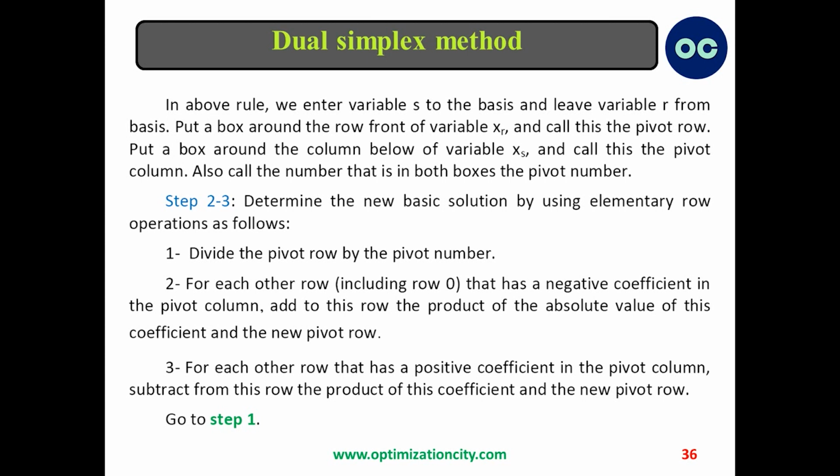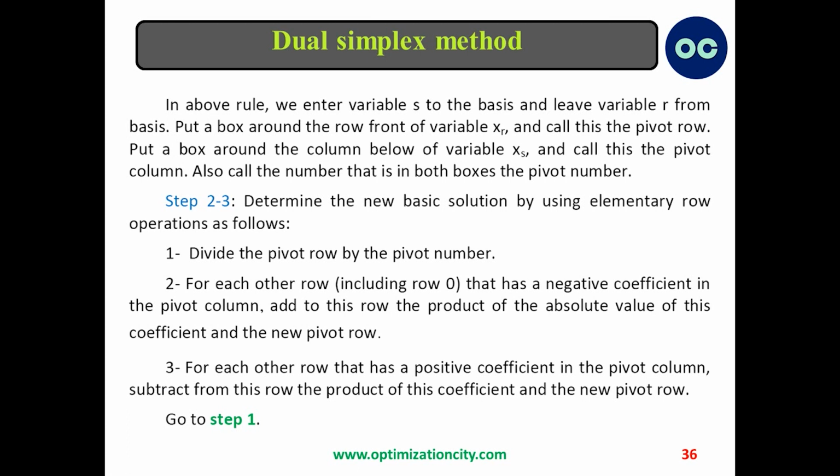For the other rows with a positive coefficient in the pivot column, subtract from the row the product of this coefficient and the new pivot row. This is the 3rd step. Go back to step 1 and repeat the process.